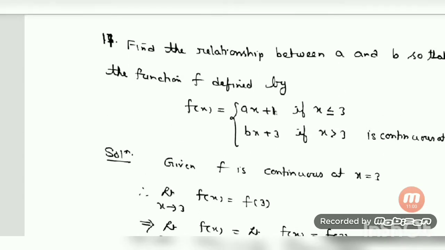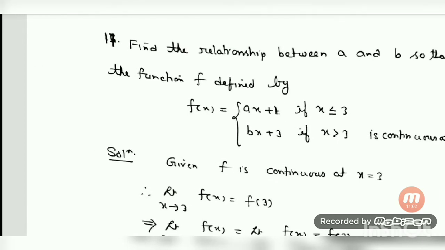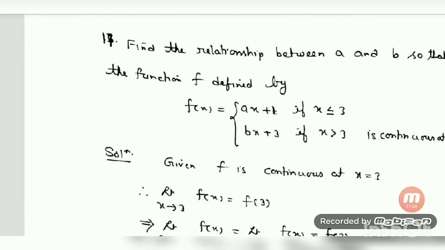Now I'll go to the next question, number 17. This is a little bit different question. So you see in this question what is asked? Find a relationship between a and b. Show that the function f defined by f(x) equal to ax plus 1 for x less than or equal to 3, and bx plus 3 for x greater than 3, is continuous at the point x equal to 3.